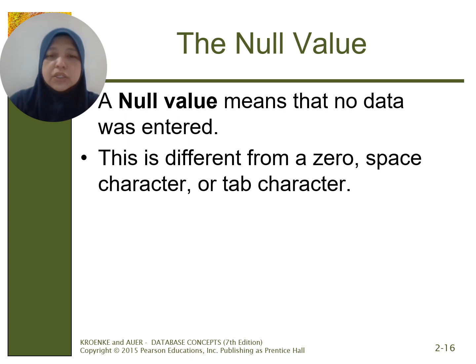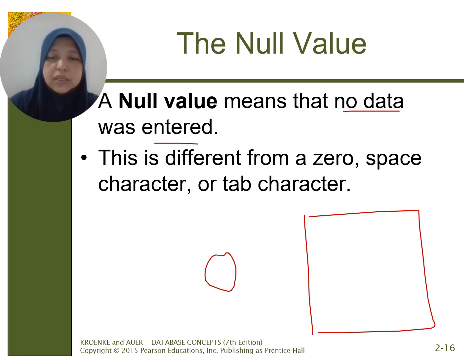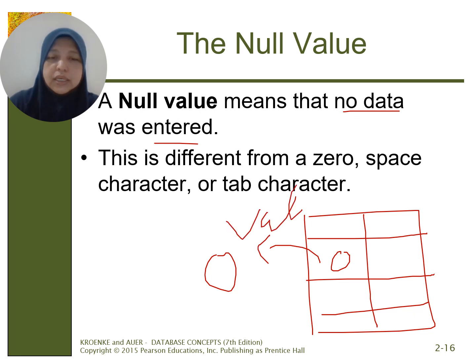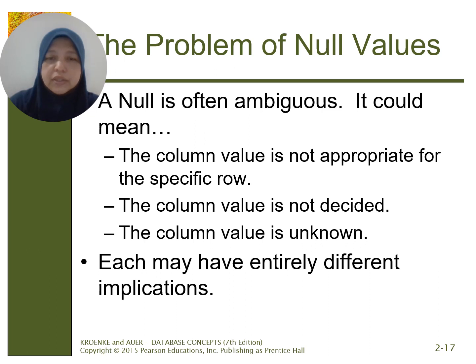A null value means no data was entered, not zero. Zero means there's still data. Let's say you have a table. Zero, this is still a value. If it is empty, then this is the meaning of the null value. A null is often ambiguous. It could mean the column value is not appropriate or the column value is not decided. I mean, it's empty, it's blank.